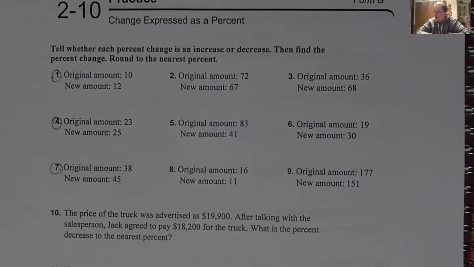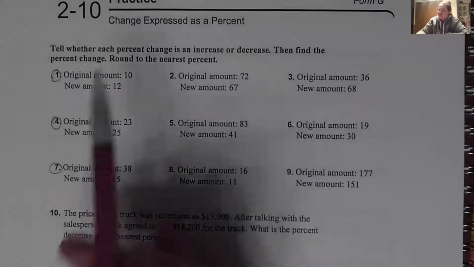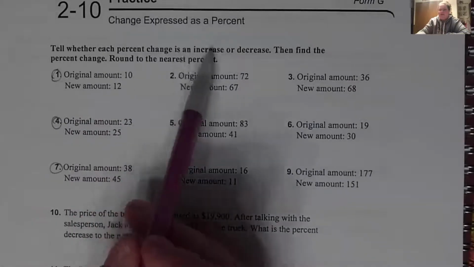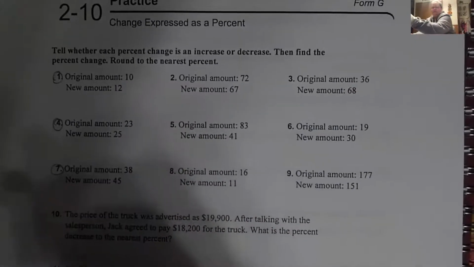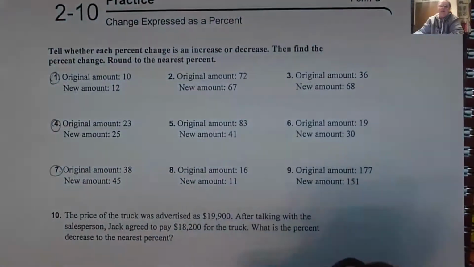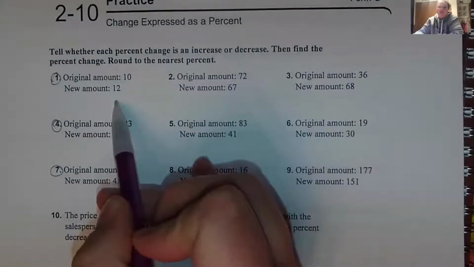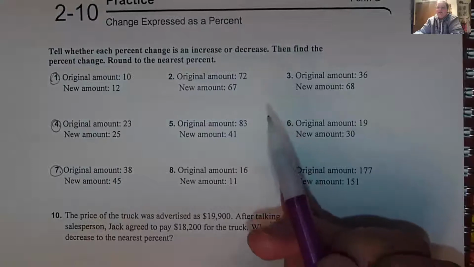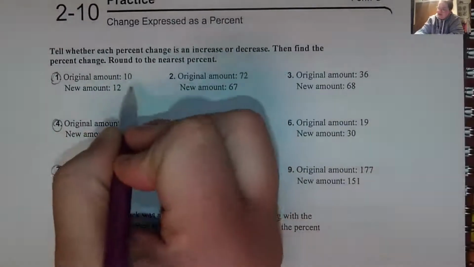Okay, so for 210, it says, tell whether each percent change is an increase or decrease, then find the percent change. Round to the nearest percent. So we're going to round to the nearest whole number. First thing it says, tell whether it is an increase or decrease. Okay, I'm going to put a light on to see if that helps. If I'm going from 10 to 12, is that an increase or decrease? Well, it got bigger, so right away, you're going to put increase.